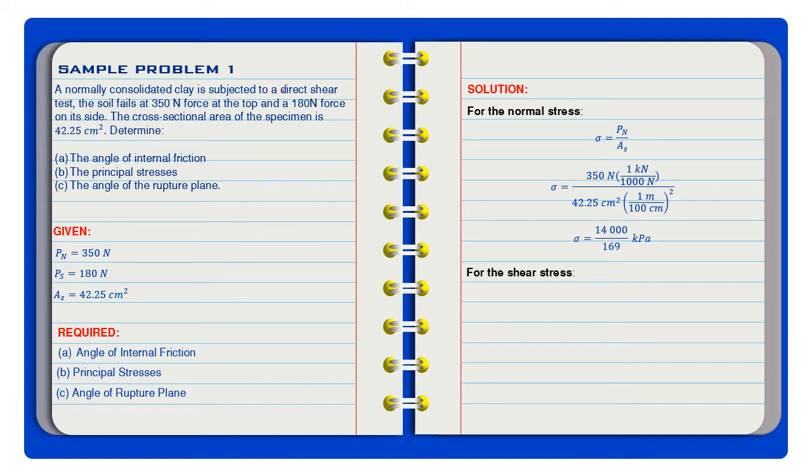Next one will be our shear stress. Our shear stress will just be equal to the shear force divided by our cross-sectional area. So substituting the values to our equation, we also convert 180 newtons into kilonewton, and same as the 42.25 cm squared converted to meter squared. So the resulting shear stress will be 7,200 over 169 kilopascal.